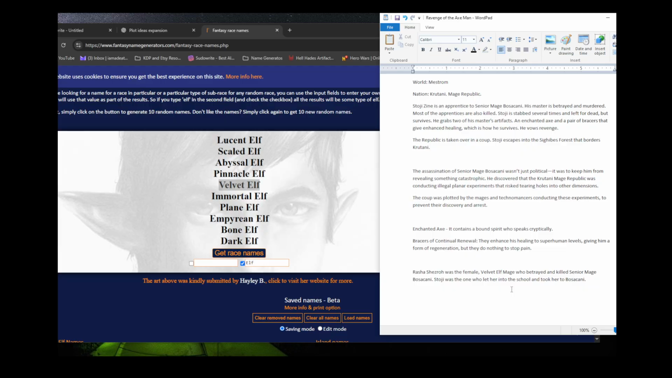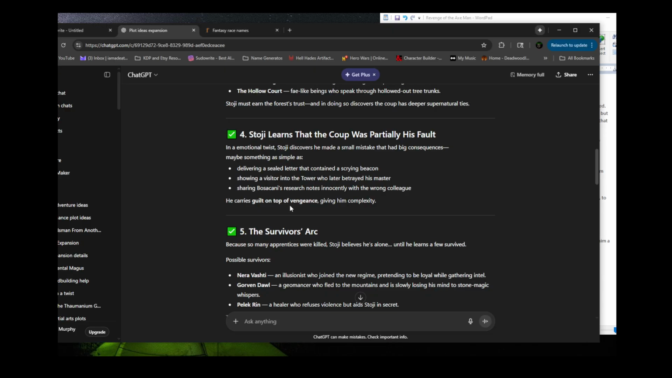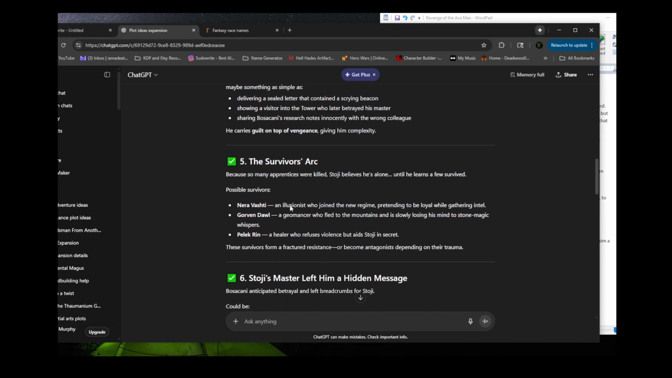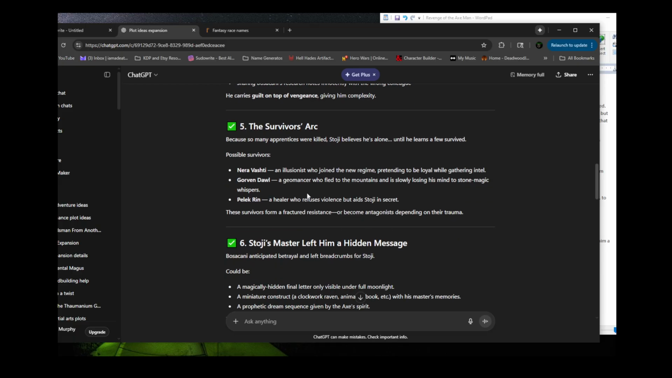So, Rasha, Velvet Elf Mage, and Stoji is the one who led her into the tower. So now we have the survivor's guilt thing going on. That's a nice little bit there. So a survivor's arc.